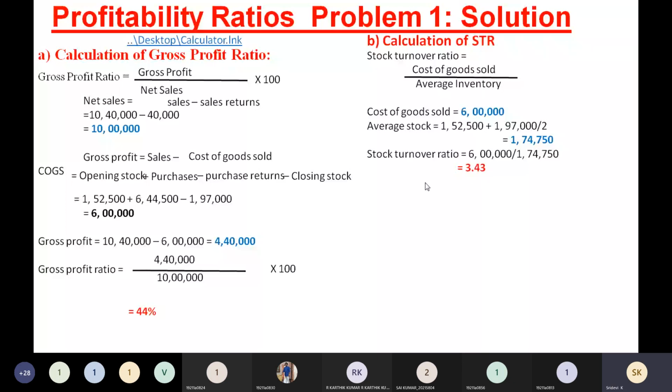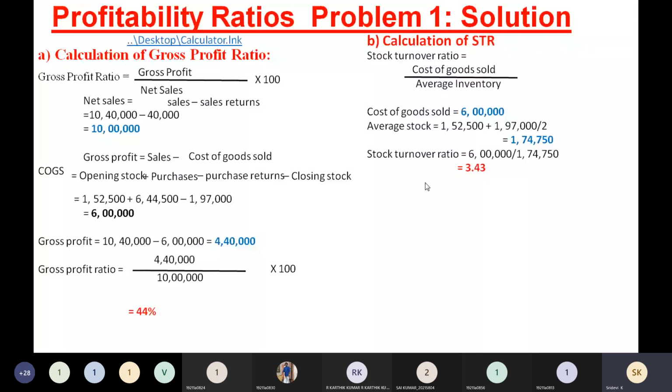So always keep in mind you have to compare the ratios with the standard ratios. If it is more than that, say it is satisfactory, and if it is less than the standard, you write it as not satisfactory. That comment you have to write there.